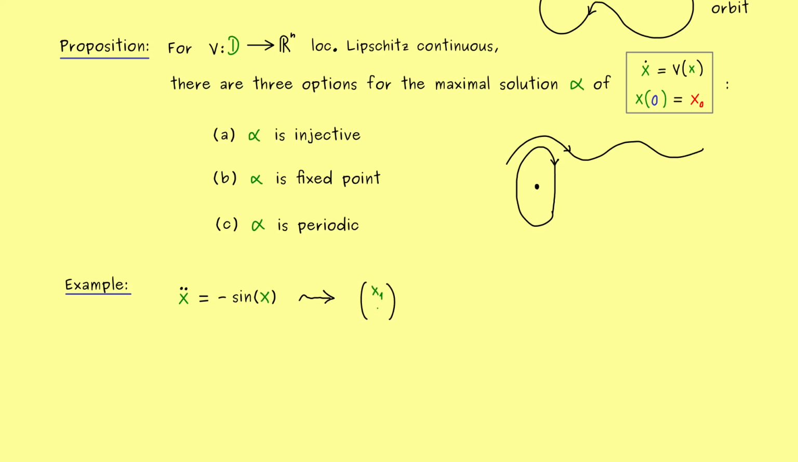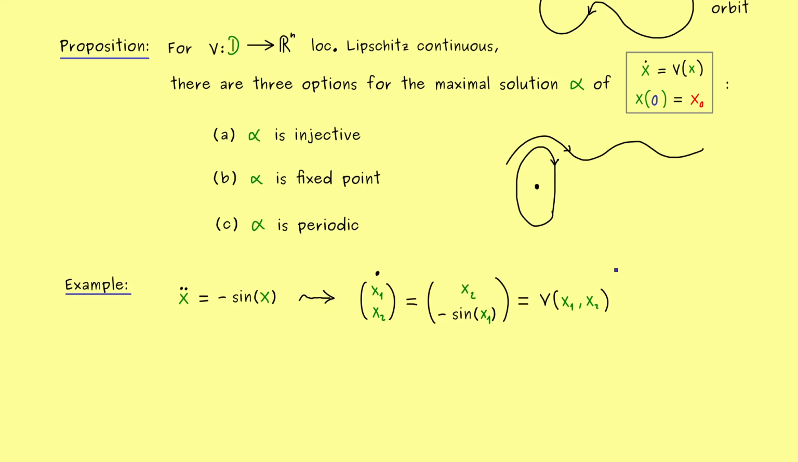We just introduce x1 and x2. And then the derivative of this vector is equal to x2 and minus sine of x1. So indeed, the right hand side here is our vector field V. Therefore, this is something we could sketch to see some orbits already in R2.